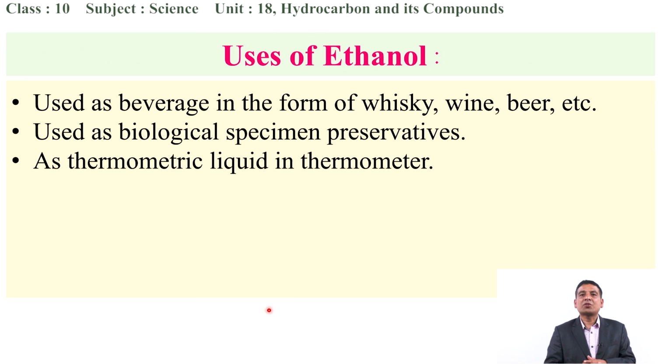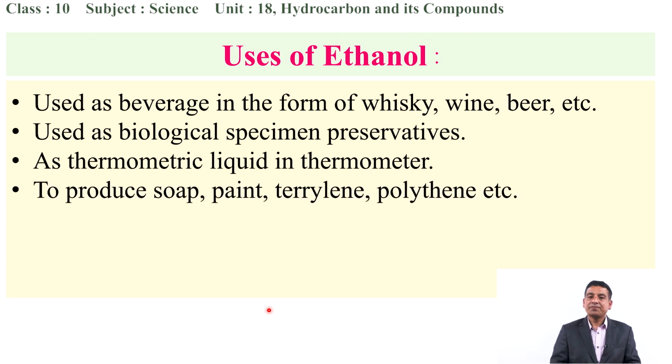Next one is, ethanol is one of the thermometric liquids. That means in lab thermometers, alcohol is used. In an alcoholic thermometer, we use ethanol. Generally, alcoholic thermometers are kept inside the laboratories. Next one is, it is used to prepare soap. Not only soap, while preparing paint also ethanol is used.